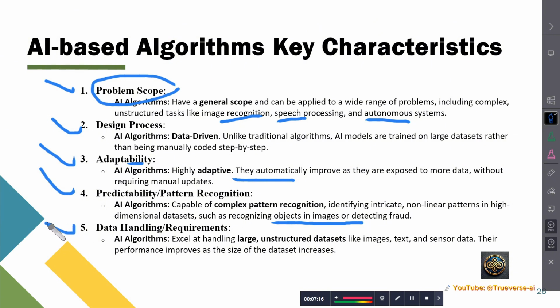Data handling. Data handling is very important. Why? Because AI algorithms excel at handling large, unstructured datasets. Whether it is images, text, or sensor data, AI systems can process vast amounts of information and their performance improves as the size of the dataset increases, right? So this is very important. That's why for autonomous driving and big data, data handling would be very good.